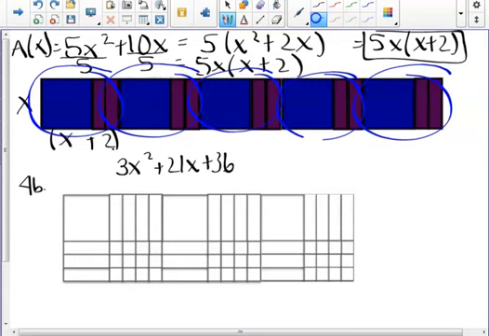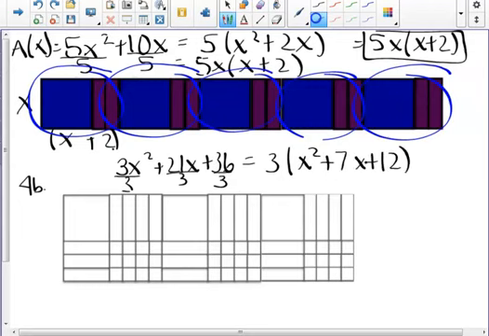In 4b, we are given the order area of 3x squared plus 21x plus 36. We know that this contains 3 of the same rectangle areas. If I divide all of my terms by 3, I'll be left with x squared plus 7x plus 12. To find an equivalent expression, we know from the previous lesson that this would give us a side length of x plus 4 by x plus 3.